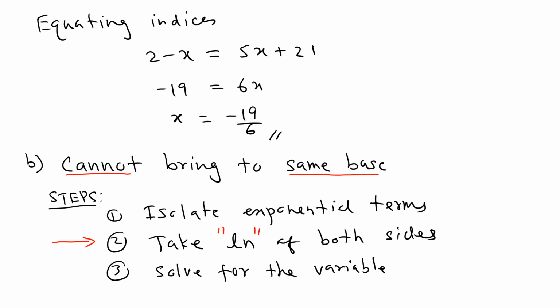So let's look at the first problem. So solve, let's say the first one, 2 to the x equal 5. And then you can see that the bases are different. One side is 2, one side is 5, and you cannot bring one base to the other.